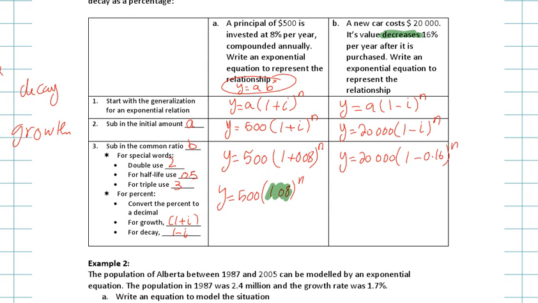Okay, so my equation should look like y equals 20,000 times 0.84 to the power of n. And is it decreasing? Yes, it is, because my base is between 0 and 1. Okay? So always ask yourself, does my answer make sense?